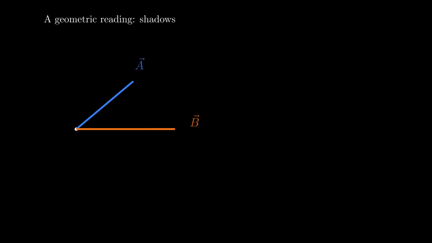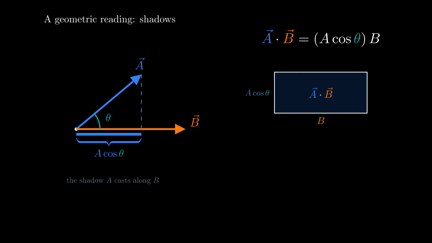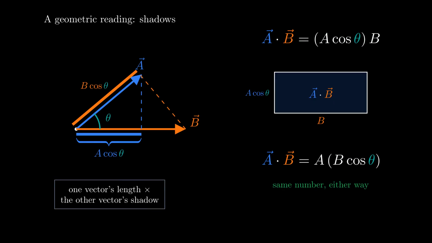The scalar product also has a geometric reading. Group the definition as a cosine theta times b. The factor, a cosine theta, is the projection of vector A onto the direction of B, the shadow that A casts along B's line. So the scalar product is the projected length of A along B times the full length of B. Group it the other way as A times B cosine theta, and the roles swap. Now B cosine theta is the projection of vector B onto the direction of A. Both readings give the same number, one vector's length times the other vector's shadow along it.